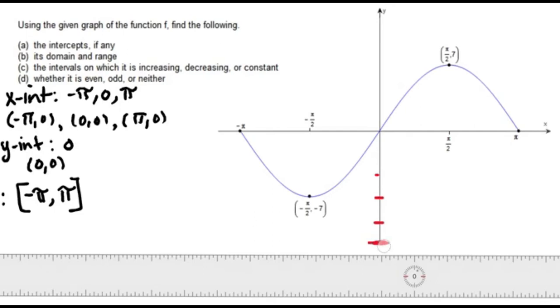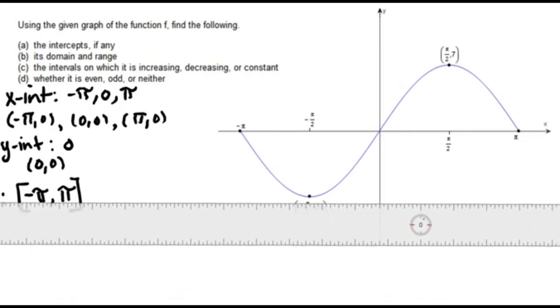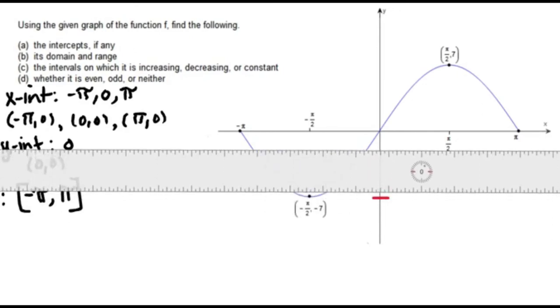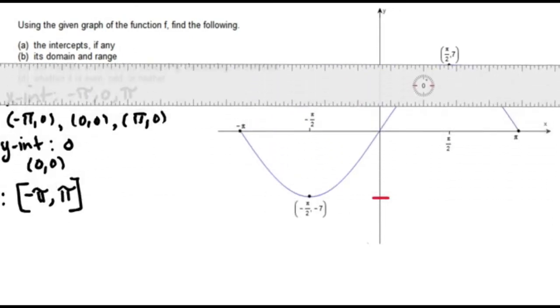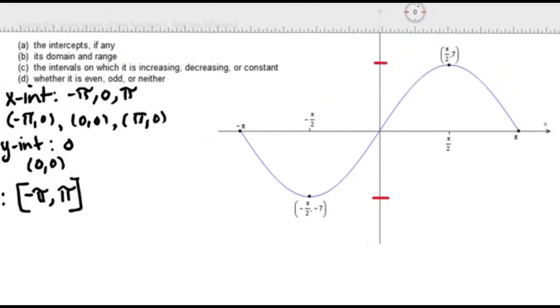And as we go from bottom to top, we're going to mark off the first time that my ruler hits the graph. So this is the first time it hits the graph. And then I'm going to mark off the last time it hits the graph, which is right here. And pay attention to what those y values are.